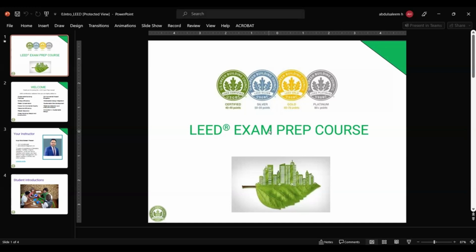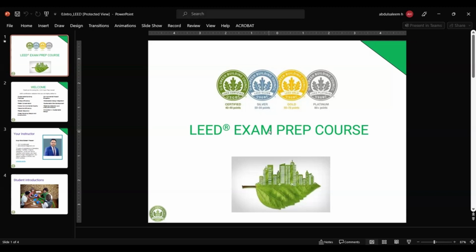Like similar to LEED certification is called BREEAM for the UK, and in the UAE, Abu Dhabi has Estidama. So it's a rating for sustainability. That word, sustainability, we will discuss in the coming slides. Those buildings, if they get this certification, are called green buildings.